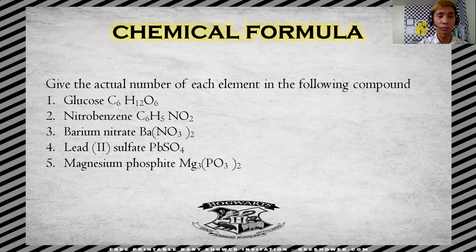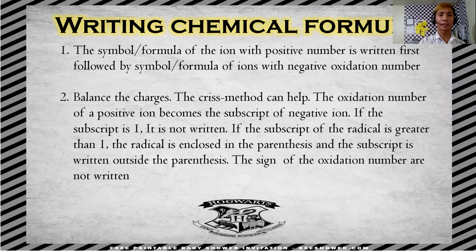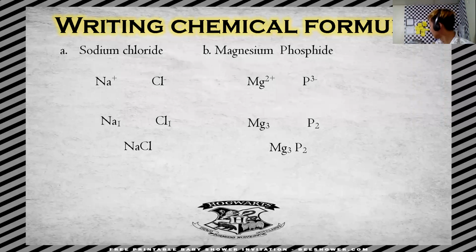Alright, so let's discuss writing chemical formulas. The symbol or formula of an ion with a positive oxidation number is written first, followed by the formula or symbol of an ion with a negative oxidation number. So also we have these valence charges. We're going to use the criss-cross method kung saan yung oxidation number niya ay magiging subscript nung kapartner niyang atoms. Okay, let me explain later.